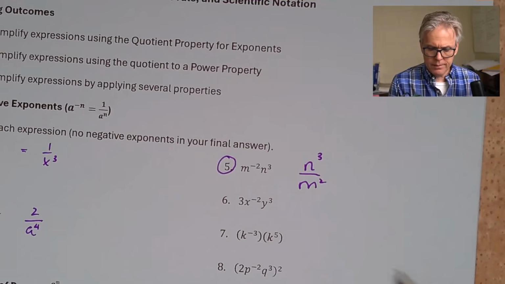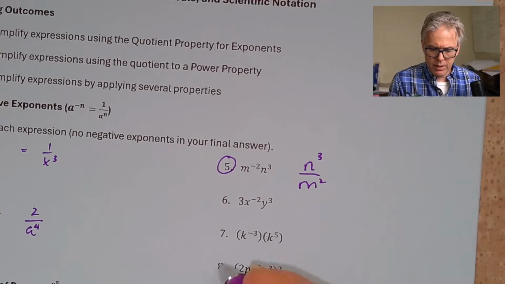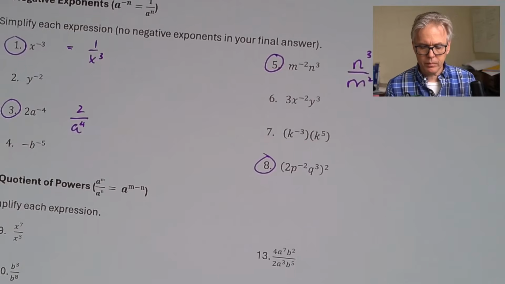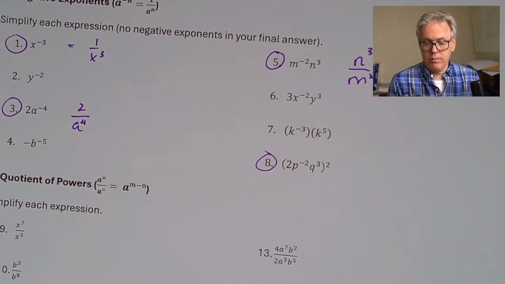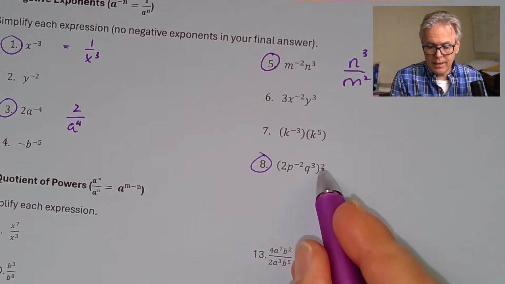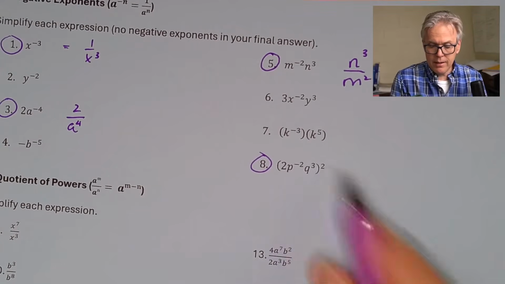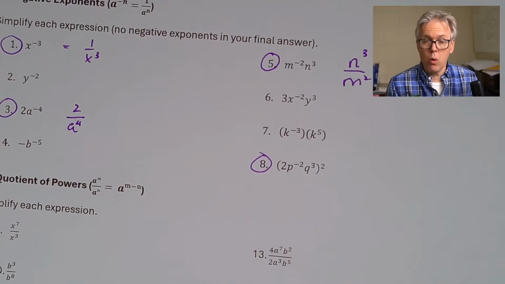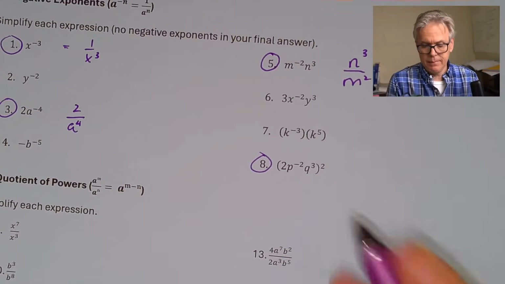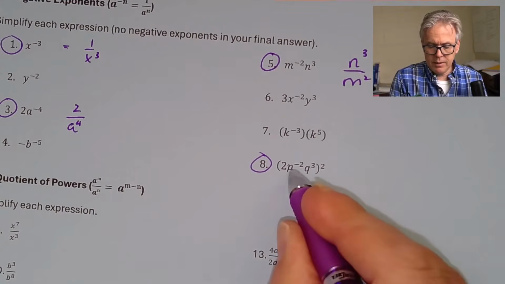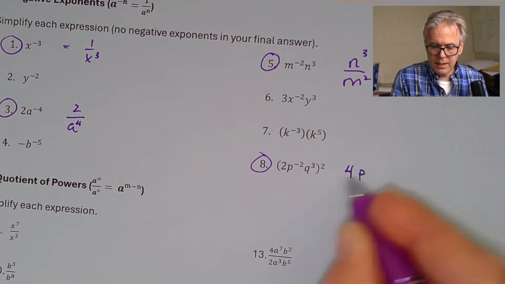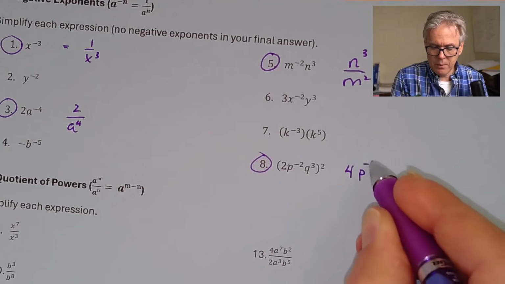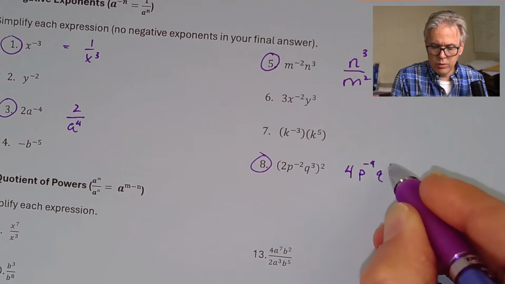What about number 8? So number 8, we do have negative exponents here, and you've got an option. You can go ahead and apply this exponent out here to everything and then move, or you can move and then apply it. It doesn't really matter. Let's go ahead and apply this exponent first. So 2 squared is 4, and then p to the negative 4, q to the 6.